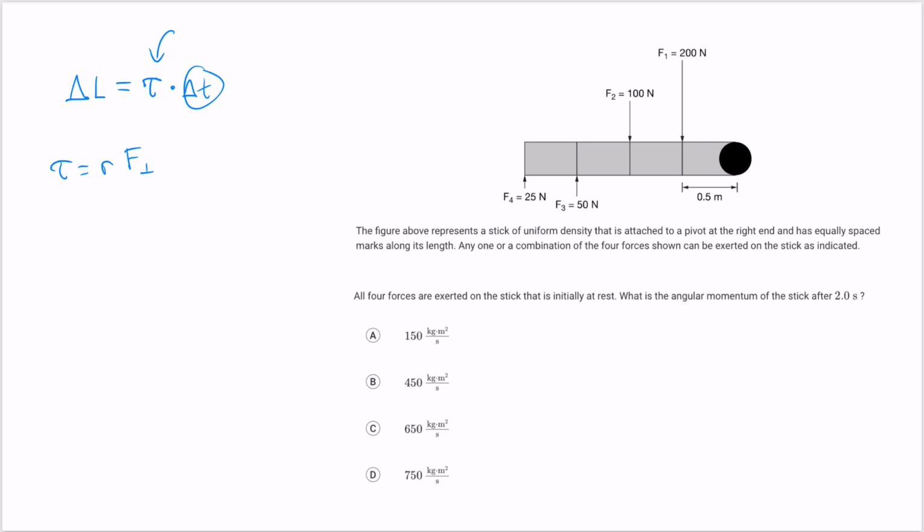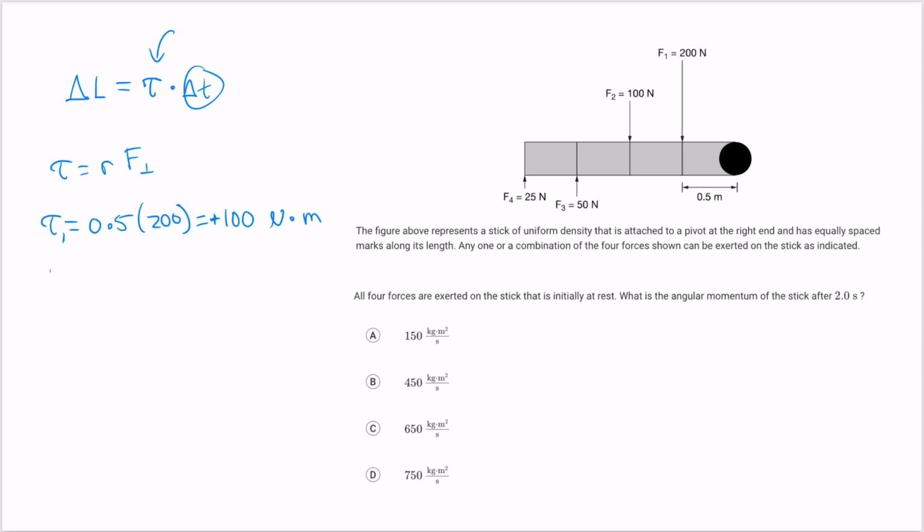So for F1, we're going to call that torque 1. That's going to be equal to 0.5, because it's 0.5 meters from the axis of rotation, times 200 newtons. All right, that's clearly going to give us 100 newton meters, and that's good. So we know that one. I'm going to call the downward torques, or the counterclockwise torques, positive. And I'm going to call the upward torques, or the clockwise torques, negative. So that means torque 1 and torque 2 are going to be positive, whereas torque 3 and torque 4 are going to be negative.